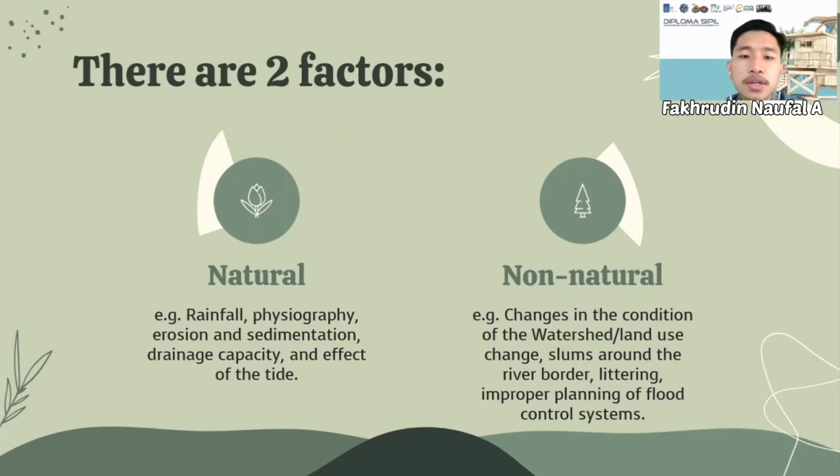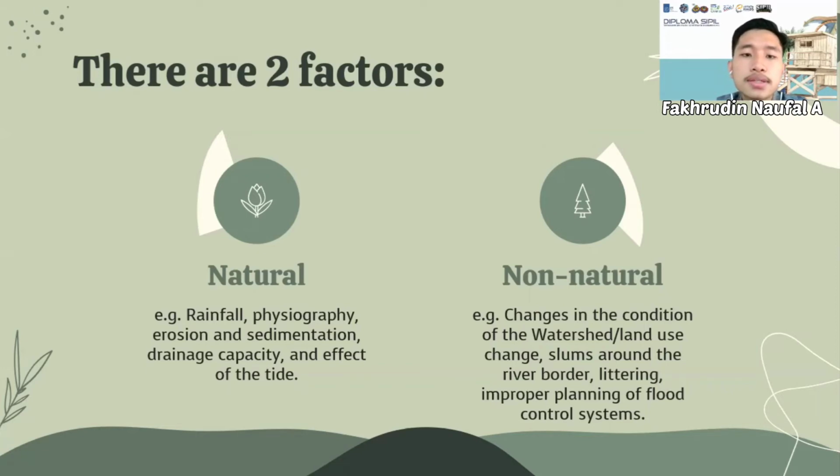Construction of houses on the river border due to lack of land causes the area of wet cross-section of channels and discharge that can be accommodated to be reduced. The third is littering. Waste will accumulate in the river, which can reduce the area of wet cross-section of the channel. And finally, the discharge that can be accommodated is also reduced.